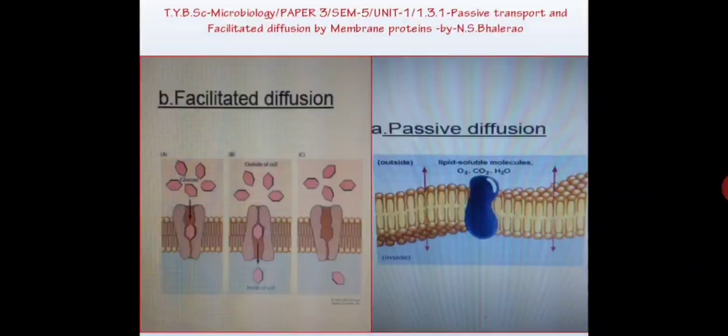Here is the figure of facilitated diffusion and passive diffusion. In the first figure, passive diffusion, we clearly see that there are two bidirectional arrows, outside and inside. Lipid soluble molecules: oxygen, carbon dioxide, H2O. Actually H2O is not lipid soluble, but its size is very small, having only two hydrogens and one oxygen. Therefore it easily passes between the lipid molecules, and these molecules easily pass from inside to outside.